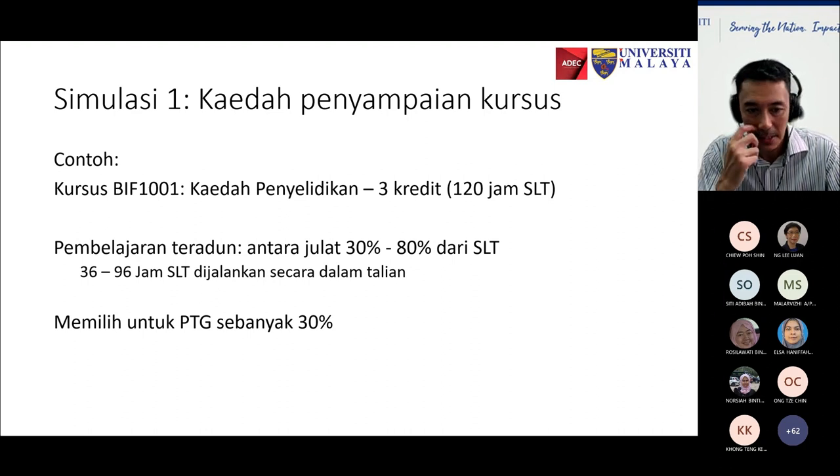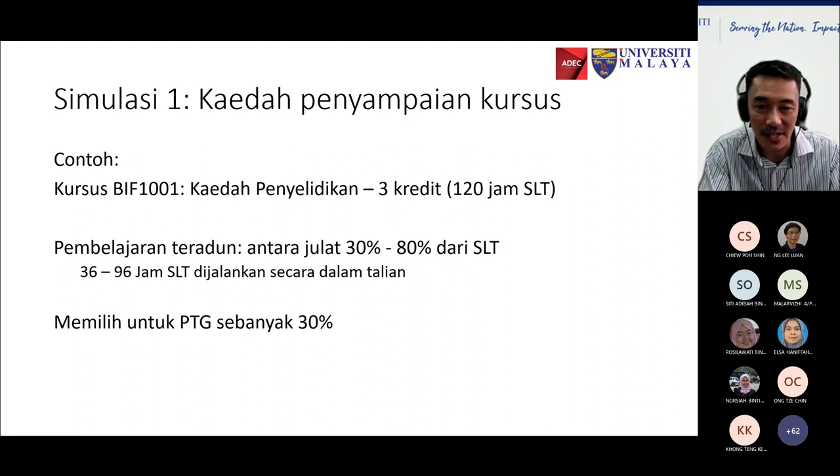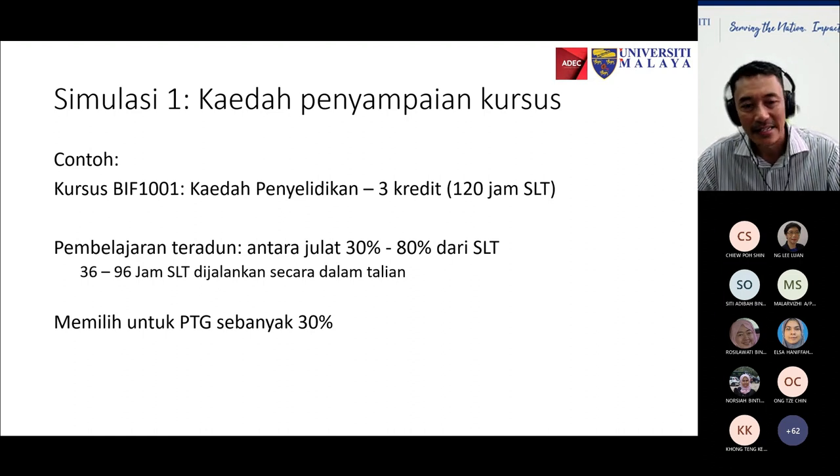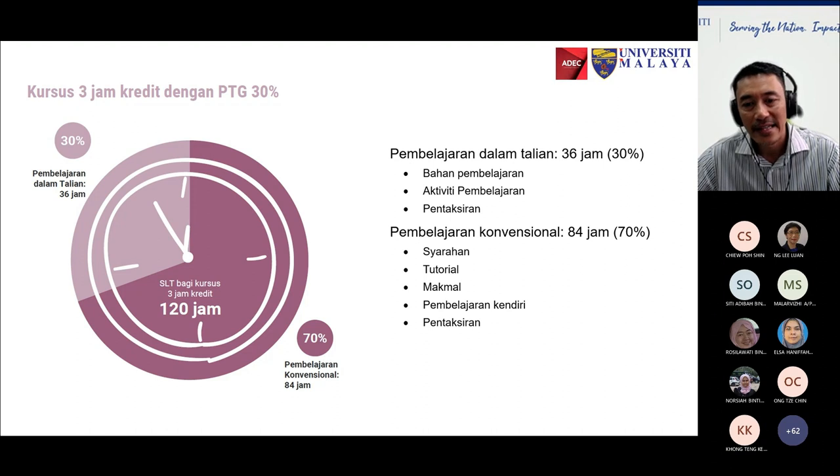From the design that we want, the blended learning is to be done between 30 to 79% of your SLT. So it's between 36 and 96 hours of SLT done online. And this course chooses to do its PTG by 30%. As part of that calculation, you would find that the online learning component of the whole course of 14 weeks is actually 36 hours.